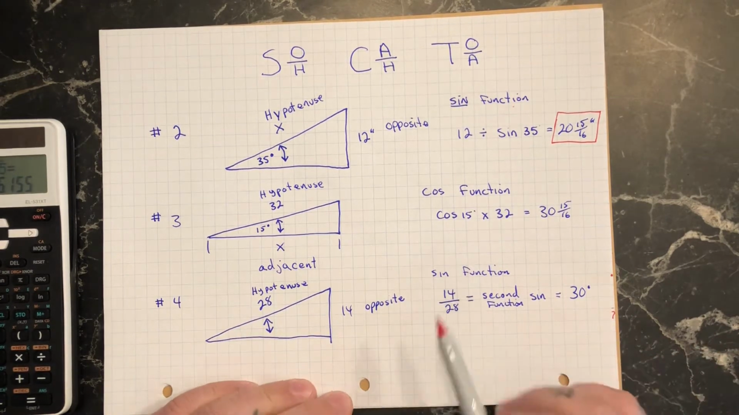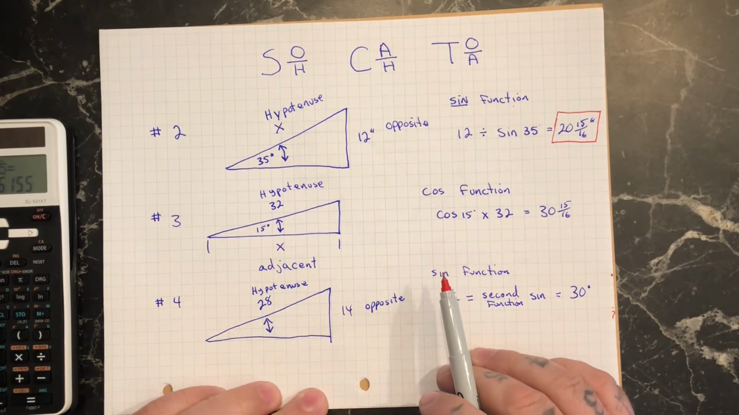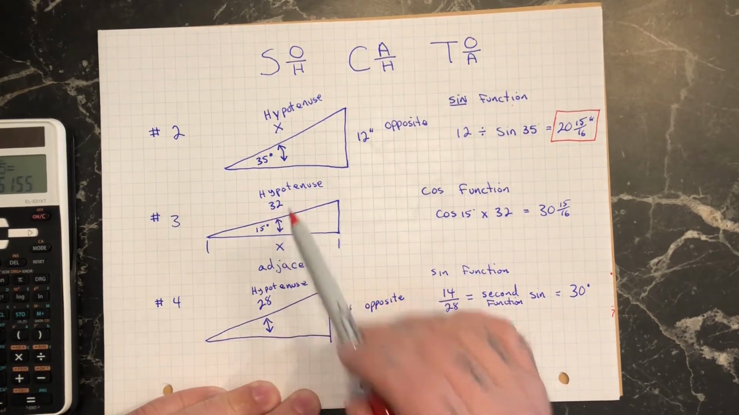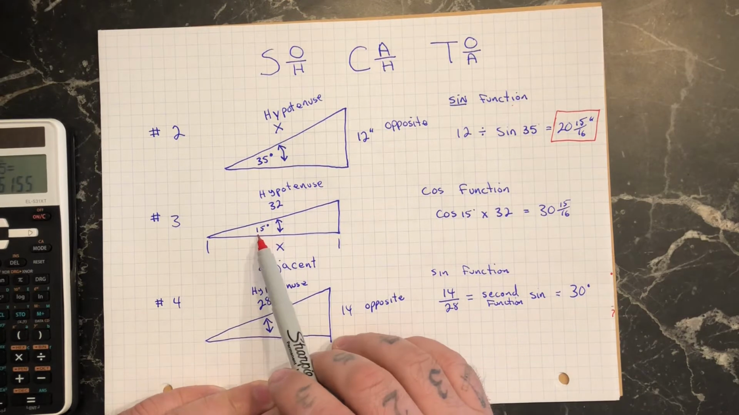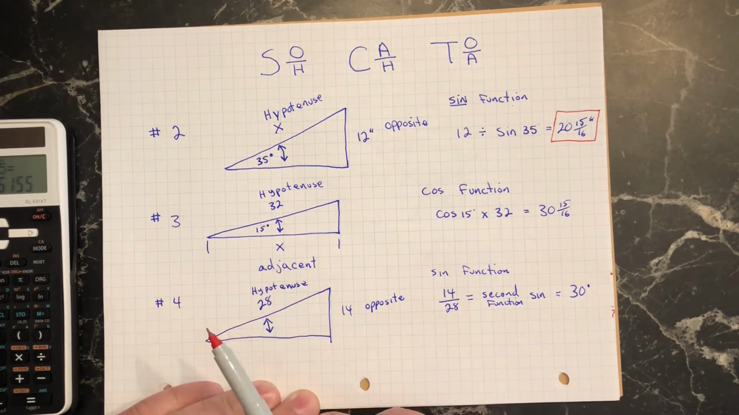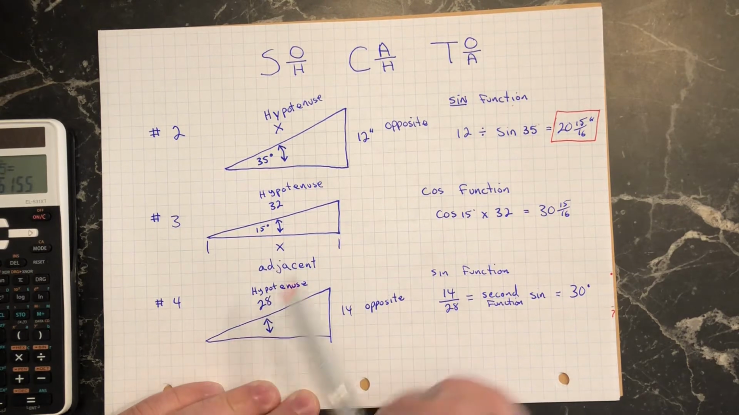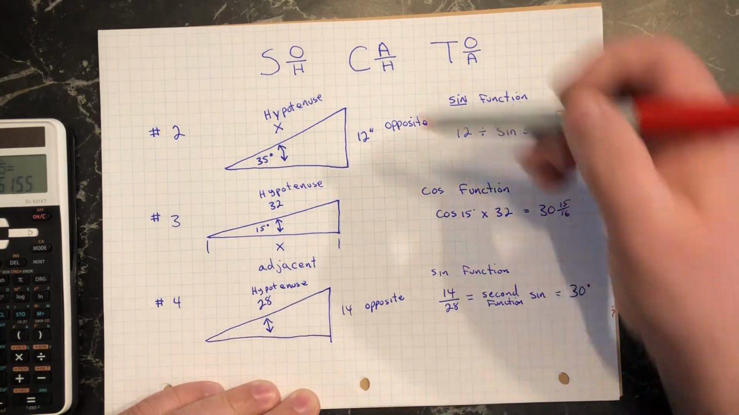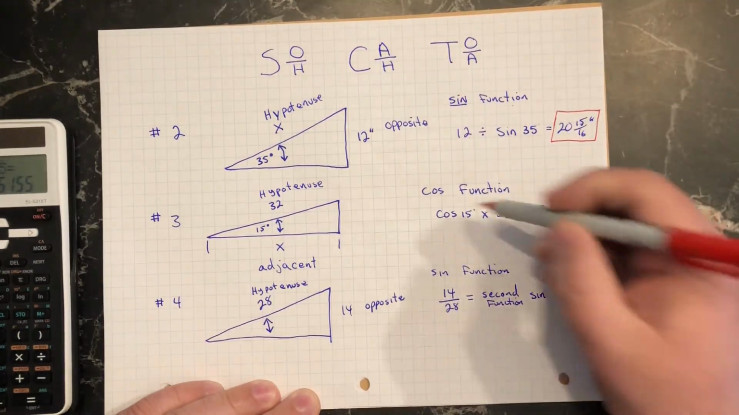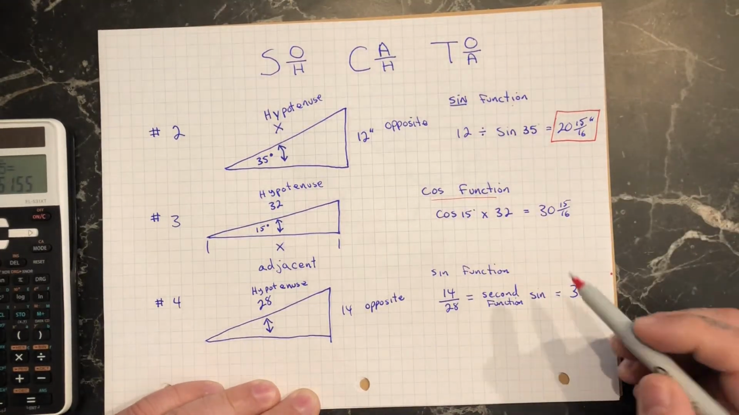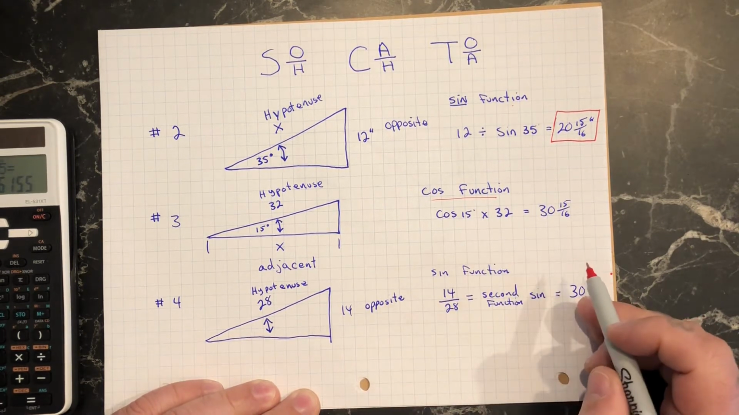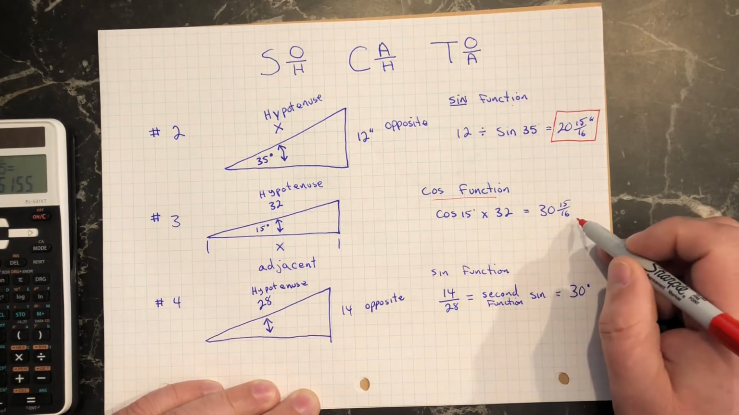This next one's a pretty obvious one for that too. Here, we have a hypotenuse of 32 inches, we have 15 degrees, and we're looking for the adjacent side to where that angle is. Hypotenuse and adjacent is adjacent over hypotenuse, so it's the cosine function. So this one is going to be cosine 15 times 32, which gives us 30 and 15/16.